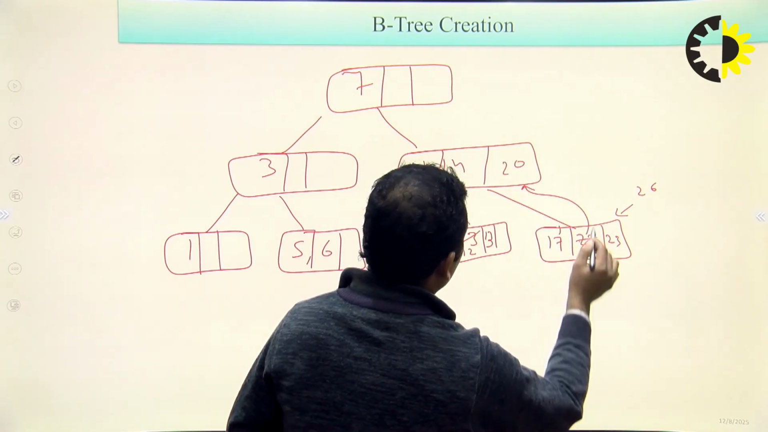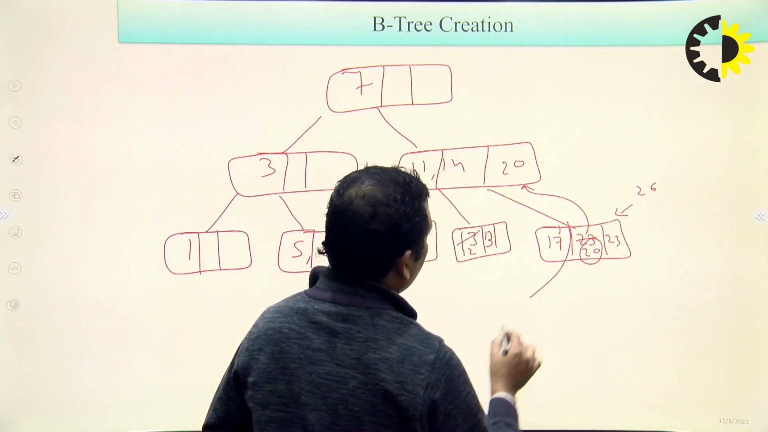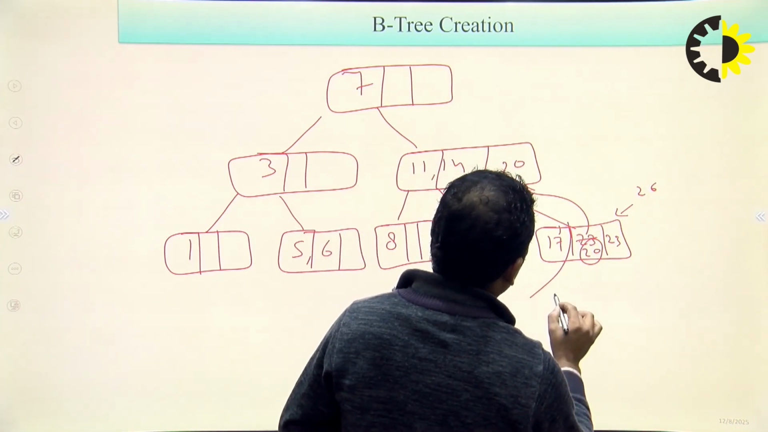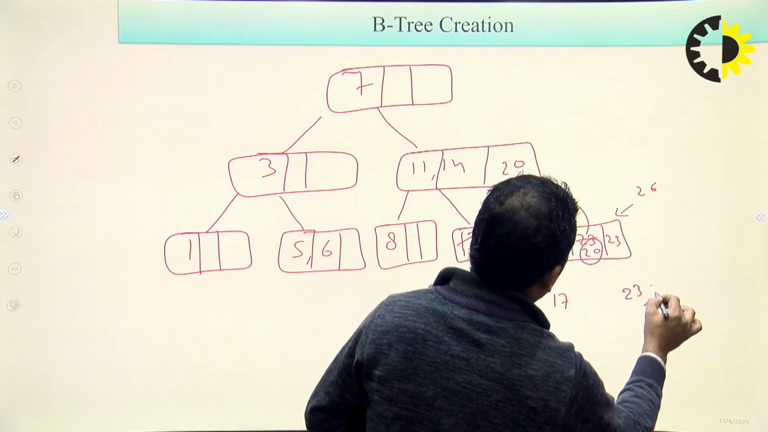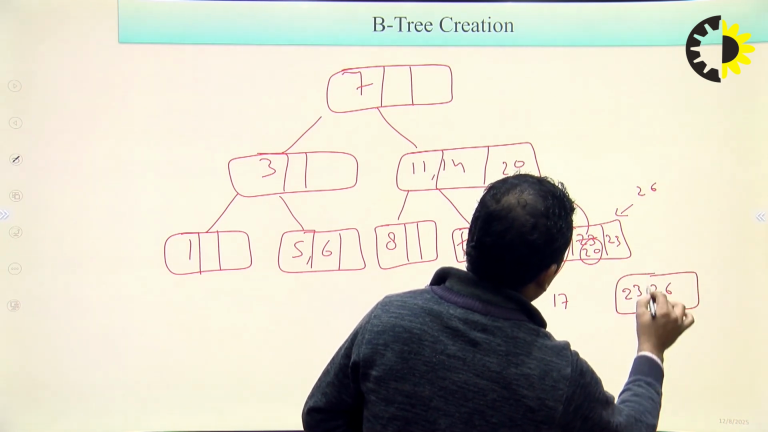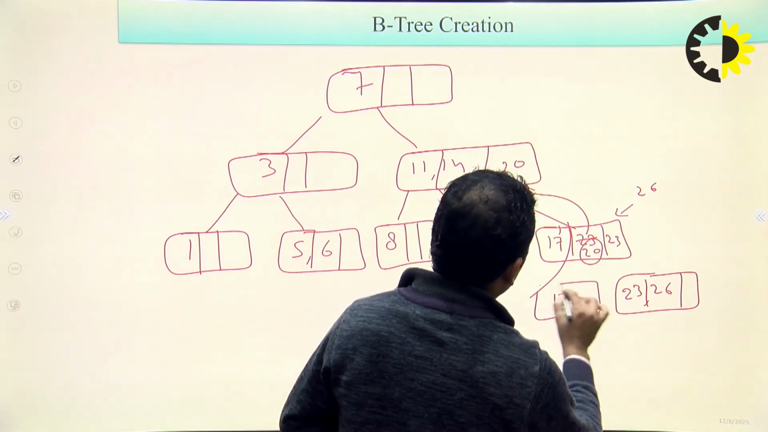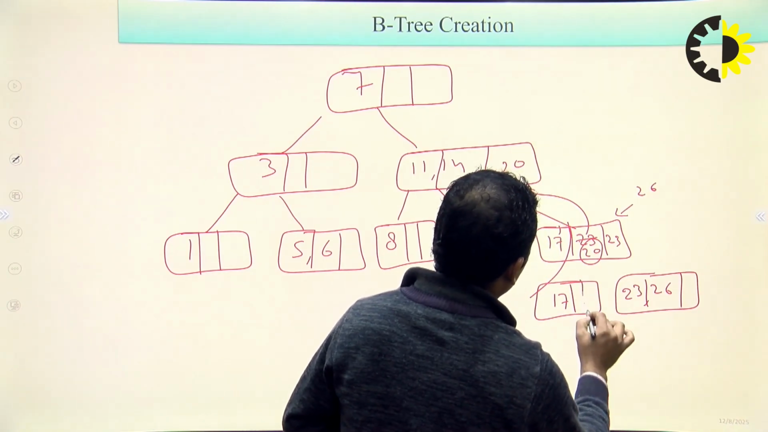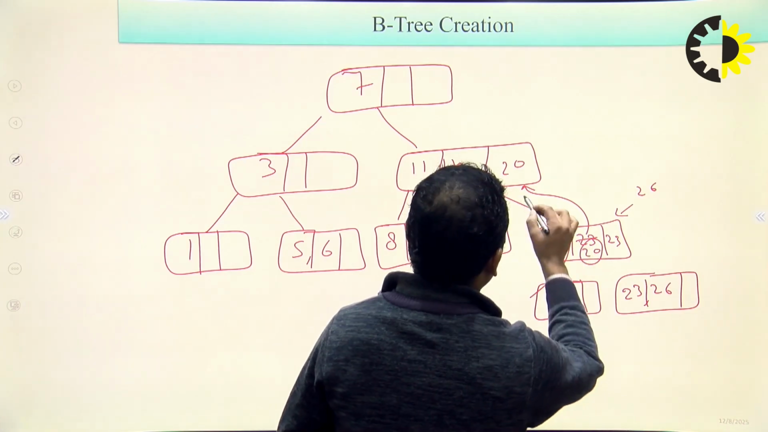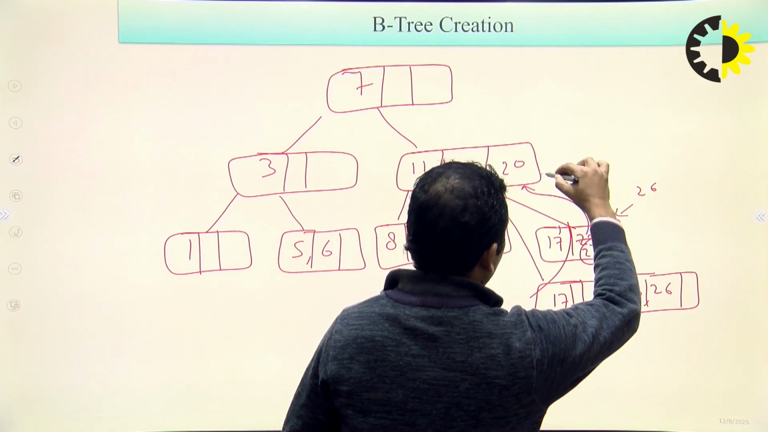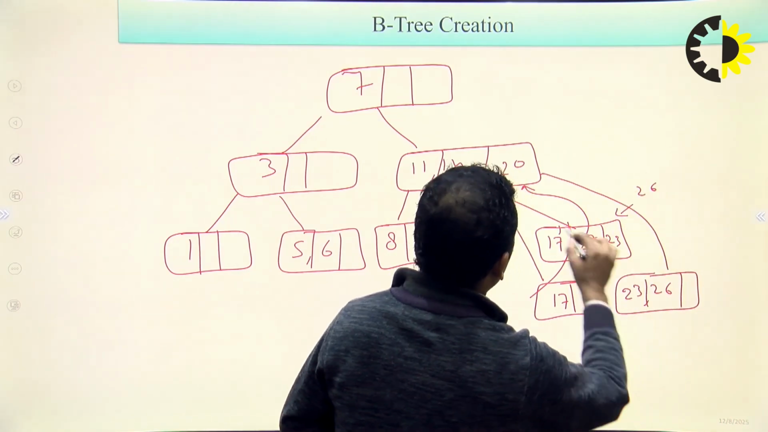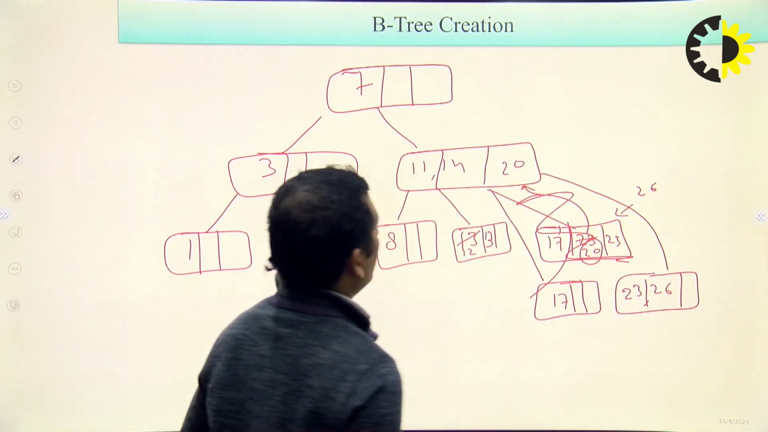There is space, so keep our node, two nodes will be there. One is 17 and 23, and 26 will be kept here. Okay, this is just like erase this one and attach this here and this particular one here. Erase all this.